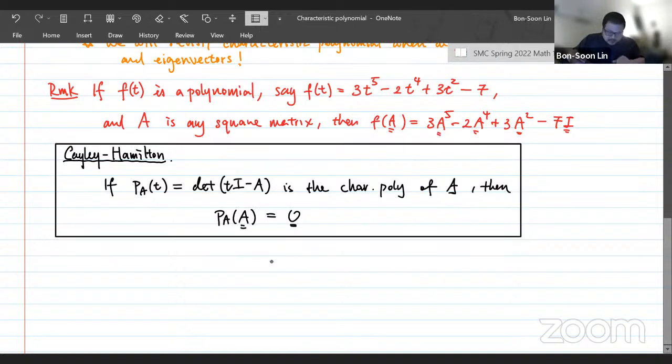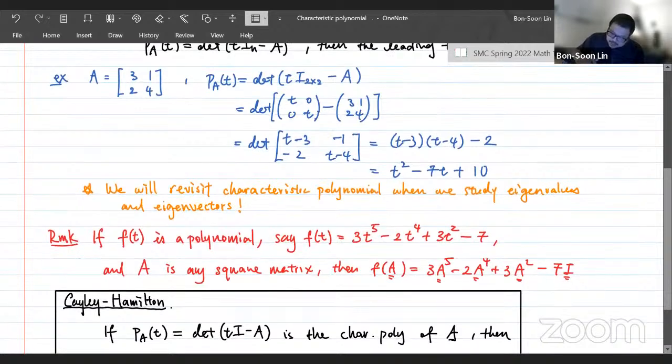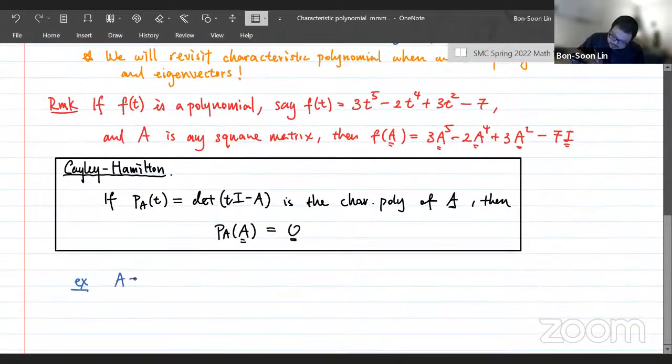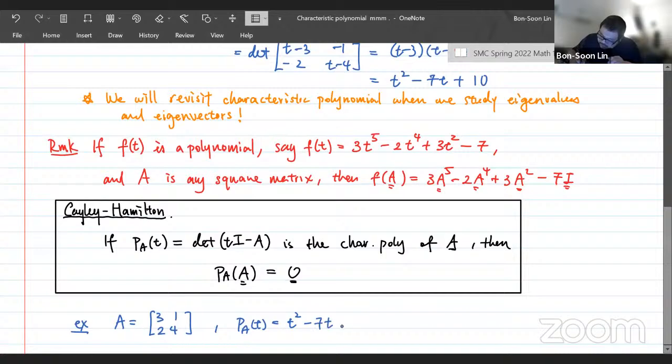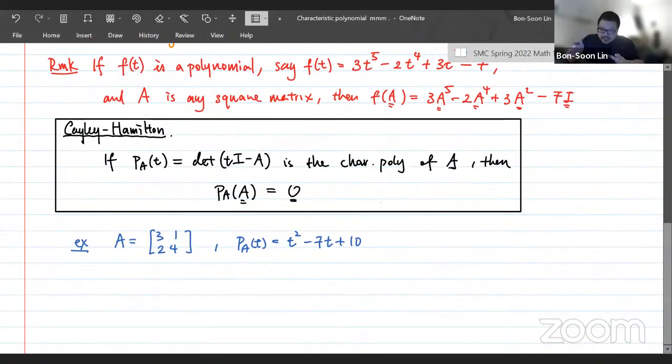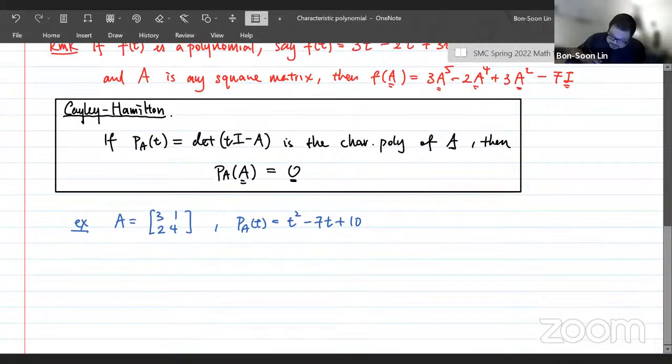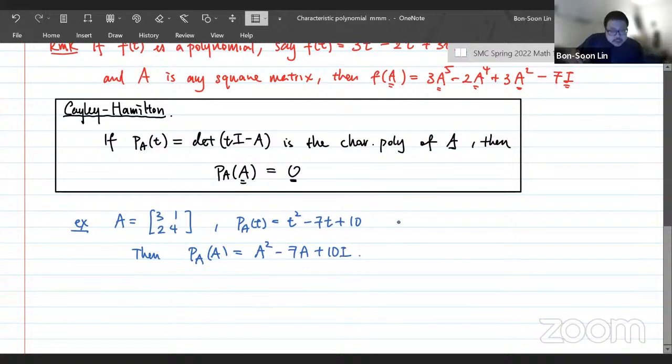Okay, so for example, just to illustrate this once more, earlier in this blue example, for the matrix 3, 1, 2, 4, we calculated the characteristic polynomial to be t squared minus 7t plus 10, right? So let's actually plug this matrix A into its characteristic polynomial. Now we're not plugging A into any polynomial, we're plugging into its characteristic polynomial. So let's see what happens. Then P_A of A is equal to A squared minus 7A plus 10I. Let's actually calculate this to see if it agrees with Cayley-Hamilton.